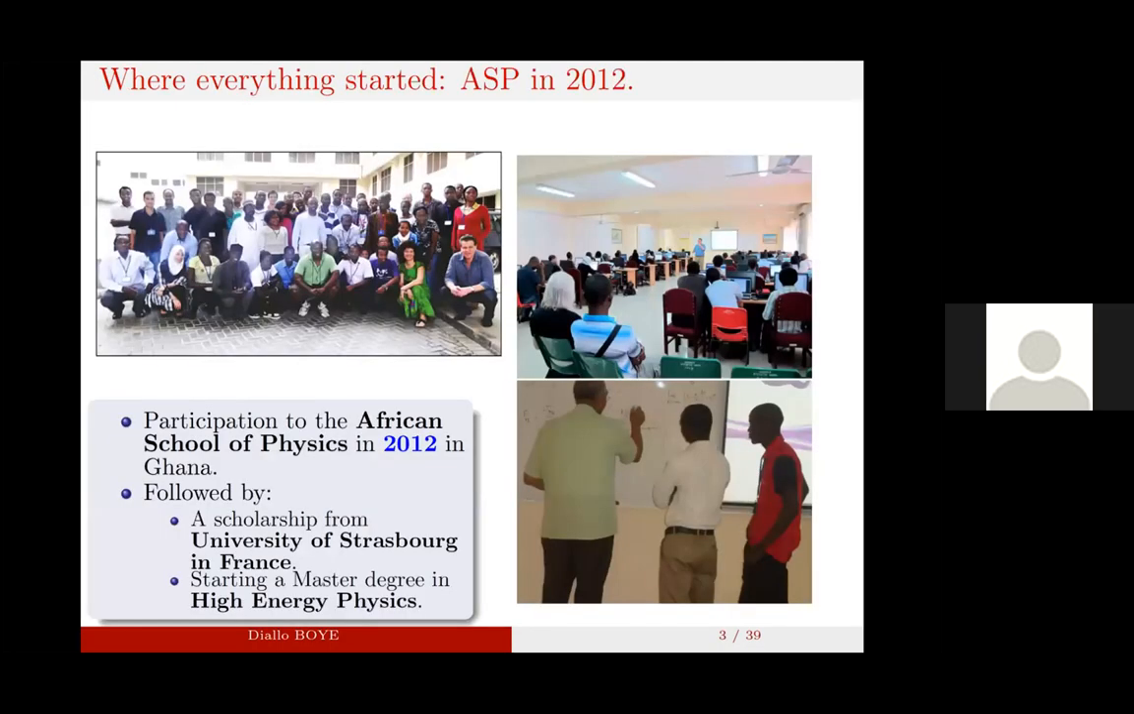In this slide is where everything started, which is my participation in the African School of Physics in 2012 in Ghana. In this picture, on the top left, you can recognize some faces, for instance Simon Connell, Christine, KTV here, and myself. After the school, I got a scholarship from the University of Strasbourg in France, where I started a master's degree in high energy physics.